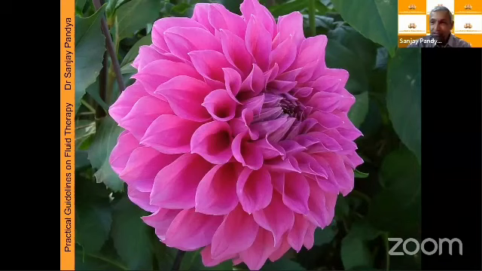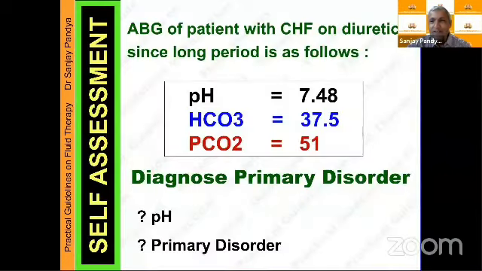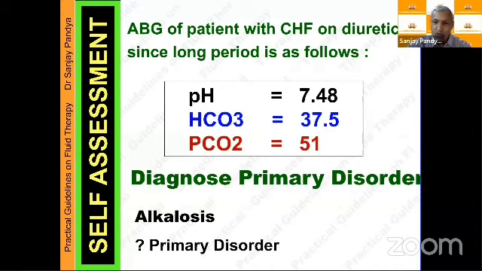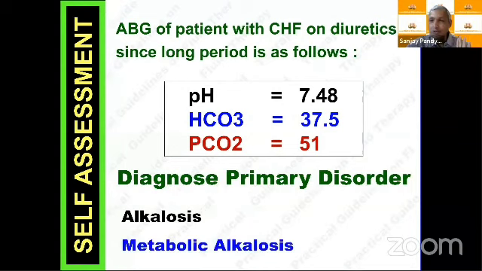Now, this is the time you have to start replying to me. There are questions, there are scenarios where we need to know what the primary diagnosis is. pH is 7.48. So what is the primary problem? Alkalosis. Yes, it is alkalosis. Now, what kind of alkalosis? Metabolic alkalosis, because bicarbonate is high, so we have metabolic alkalosis.